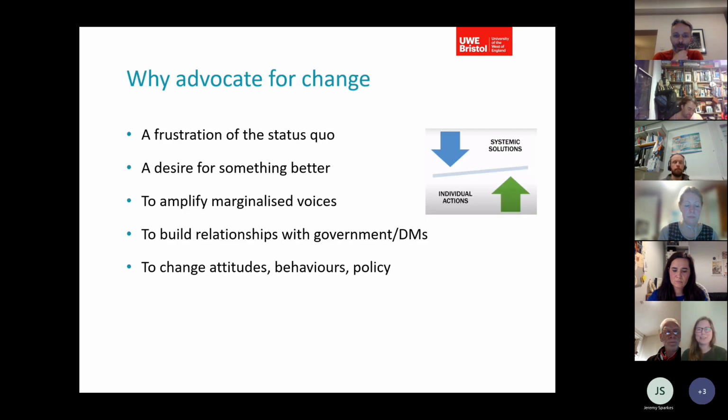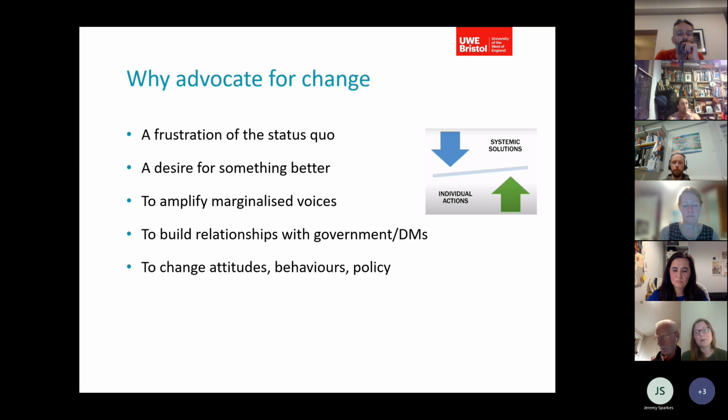And why do we advocate for change? A big one is frustration with the status quo, so not being happy with things how they are, or a desire for things to be better. But also to amplify marginalized voices. They may have the least say in decision making, but may be the most impacted. So poorer communities, for example, are more likely to live by main roads or be exposed to air pollution, disproportionately to more wealthy communities, as an example.